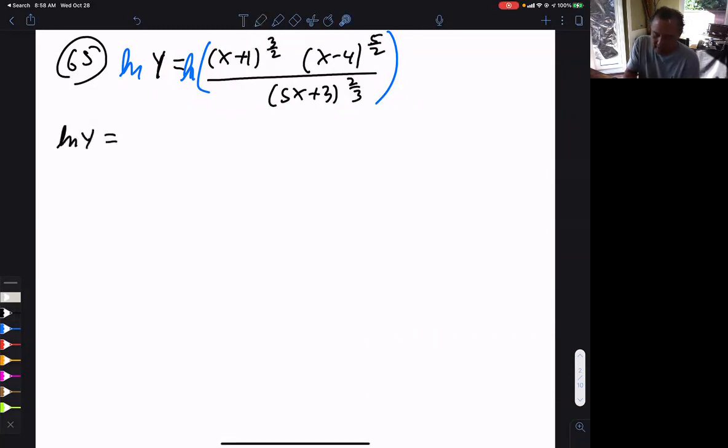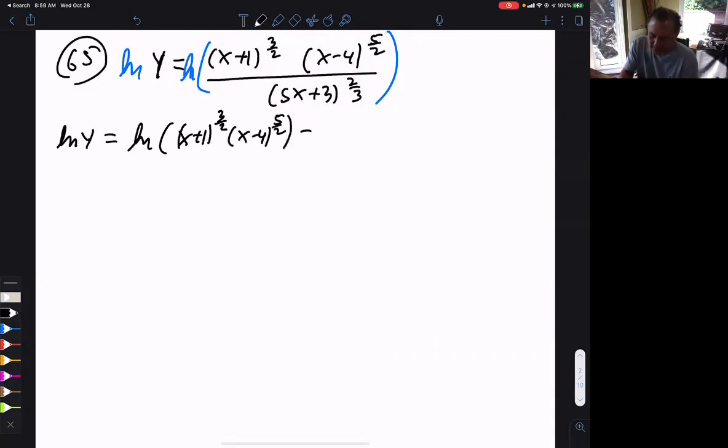You have a rule that says if you have the log of two things being divided, you can separate that into the log of one thing minus the log of another. So that becomes minus the natural log of the top minus the natural log of the bottom. That's one of the properties of logs. That's very helpful.